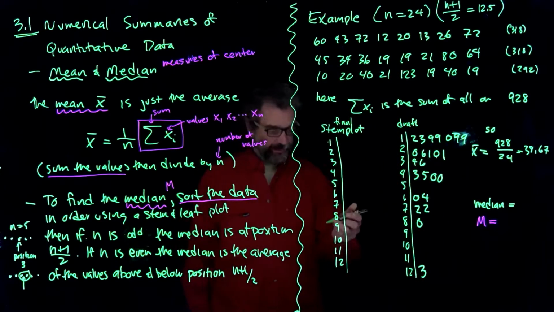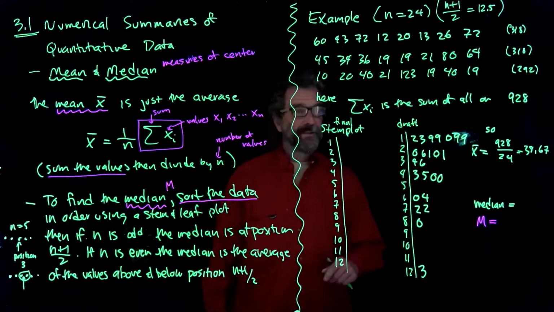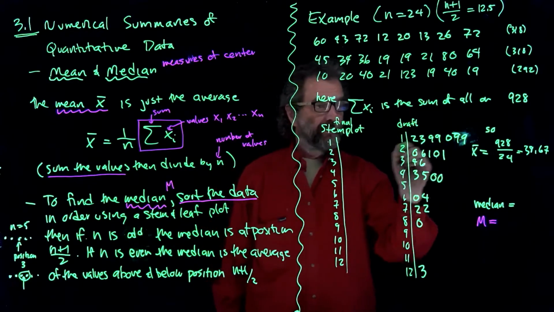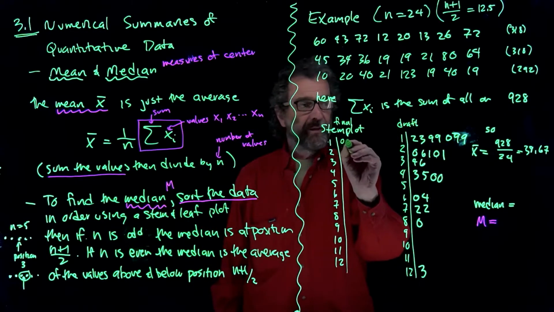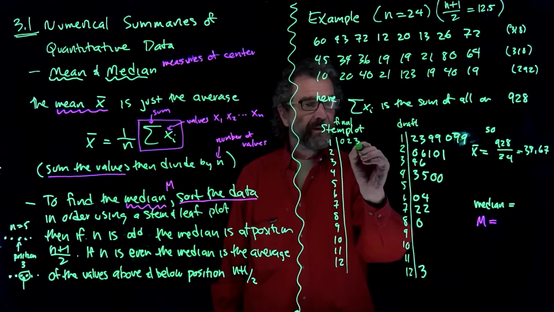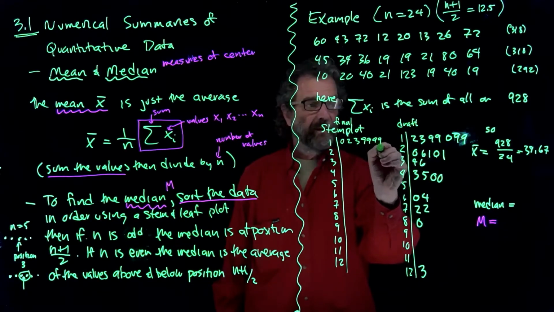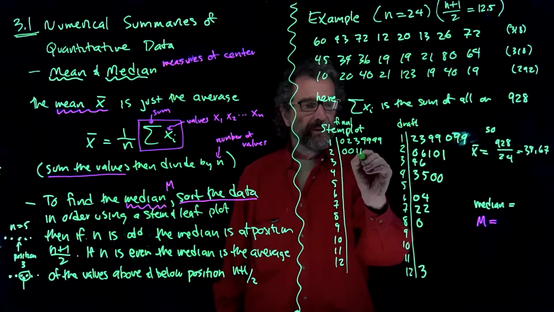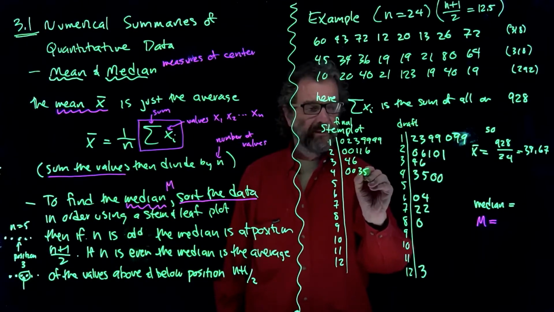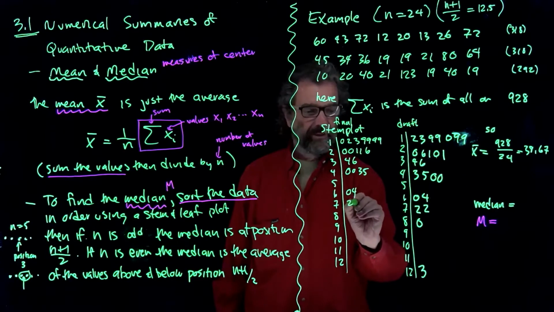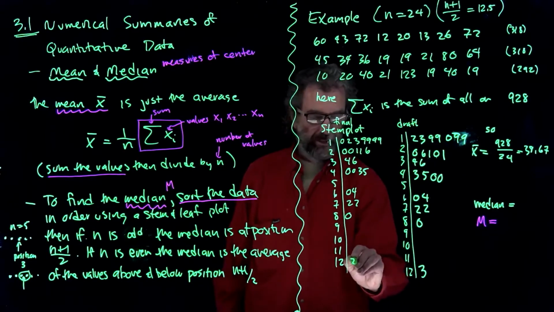So that's our draft. Really, we want the stem plot to have the numbers in order. So I'm going to put these leaves in order: 0, 2, 3, 9, 9, 9, 0, 0, 1, 1, 6, 4, 6, 0, 0, 3, 5, 0, 4, 2, 2, 0, 3.